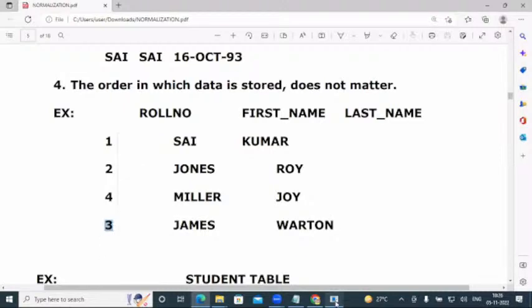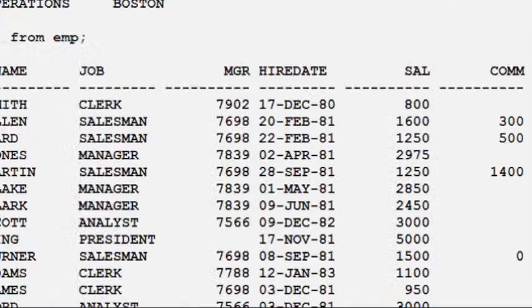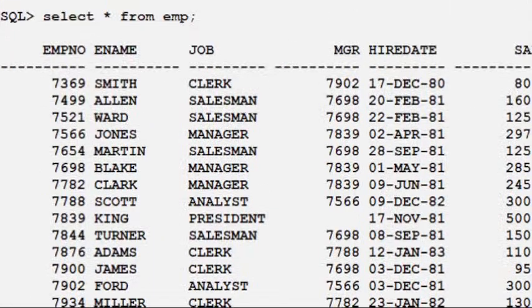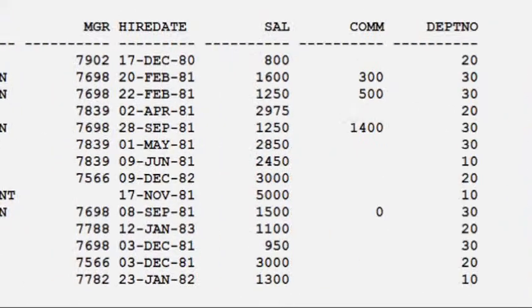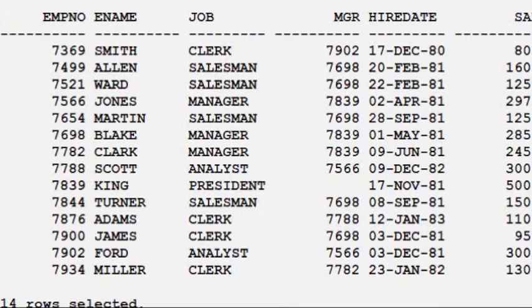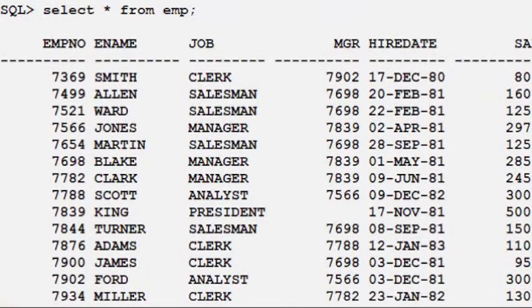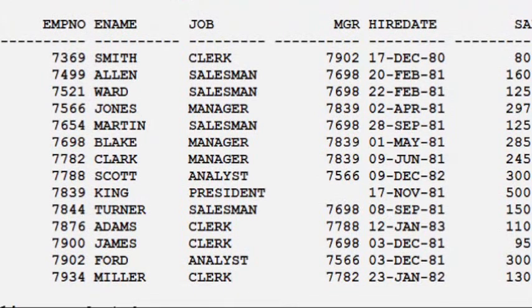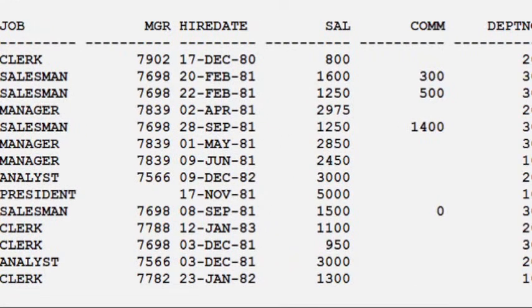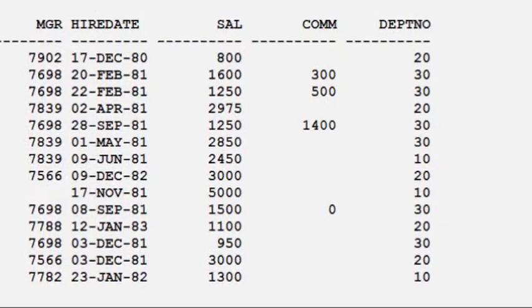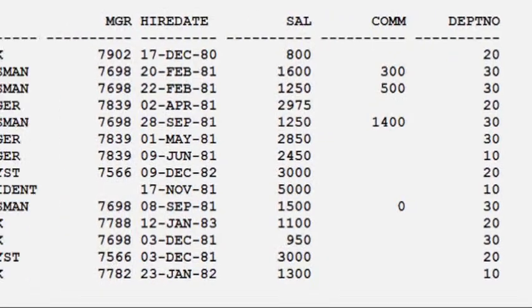Now tell me, are these 4 rules satisfied by your EMP table or not? Check it out. First rule is what? Each column contains a single value. All are single values. So the first rule is satisfied. Second rule is what now? As per their data type, the same type of data should be stored. Now EMP number, numbers; name, strings; job, strings; MGR, numbers; hire date, dates; salary, numbers; commission, numbers; department number, numbers. So all are satisfied.